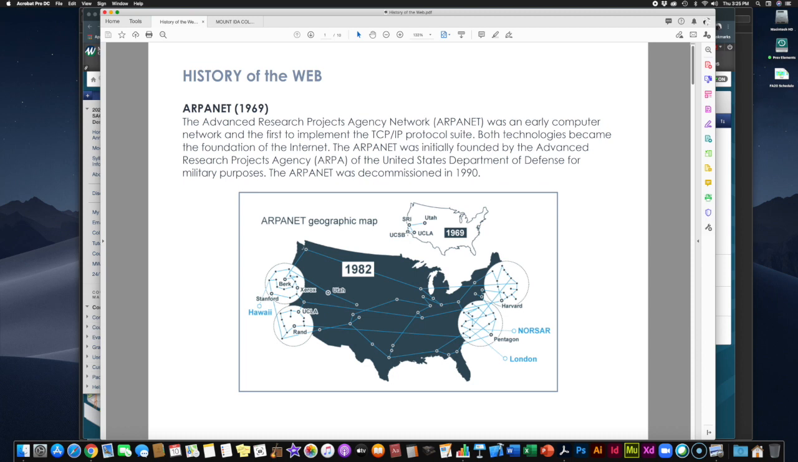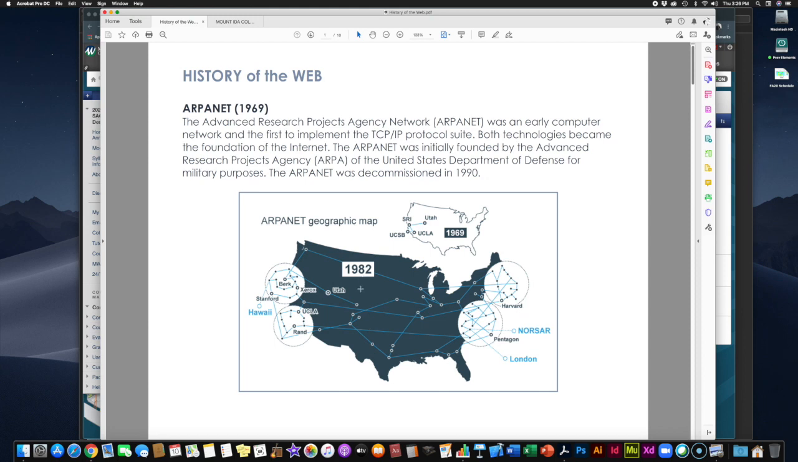Now, of course, the general public knew nothing about this. This was very much for government military purposes, right? Well, between 1969 and 1982, the ARPANET grew exponentially across the entire country. And you can see the lower map here, which shows all the various locations that the ARPANET connected by the time they got to 1982.